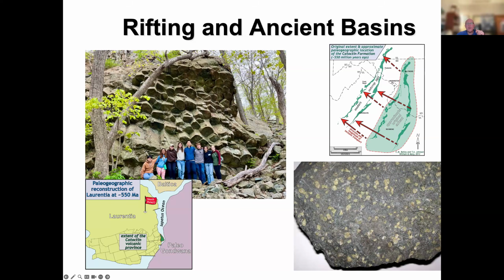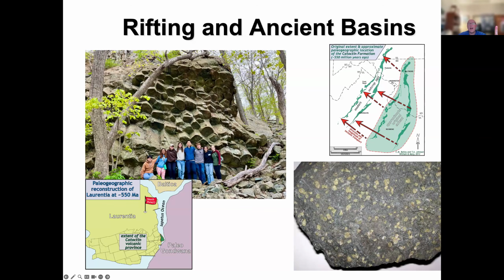And so that photo in the upper left there shows a picture of some of these lavas that would have been on the surface millions and millions of years ago that would have cooled into these hexagonal patterns. And that's my class from last year. And so we are looking at ancient lavas associated with that rifting of Rodinia. And in the lower right is kind of a close-up of what those rocks might look like.